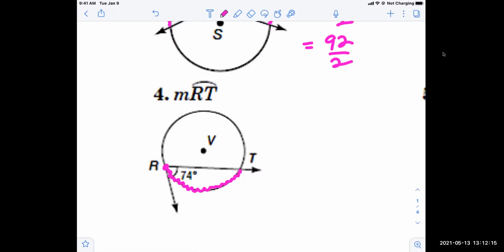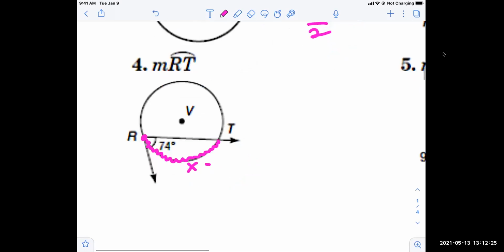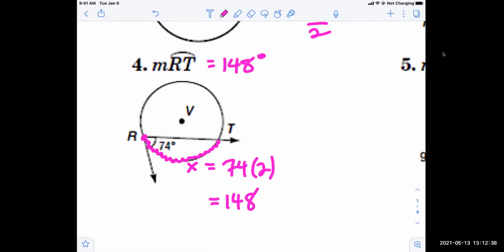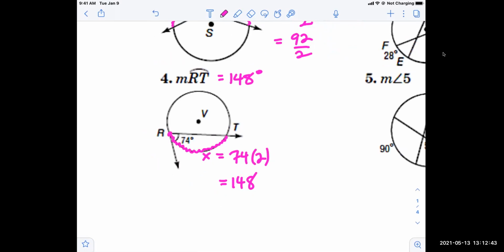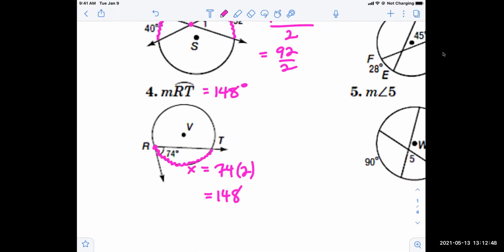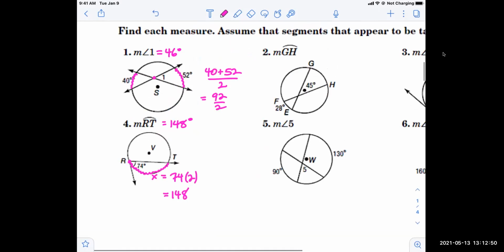So you're using this arc and doing what? We're trying to find this arc here. What do you do with the 74? Zach, what do you do with 74? Okay. So 74 times 2 is going to be what? 148. Is that a major or a minor arc? Minor because why, Sam? Yeah. Remember that arcs that are less than 180 are minor arcs. So even though it's over 90, it's less than 180.